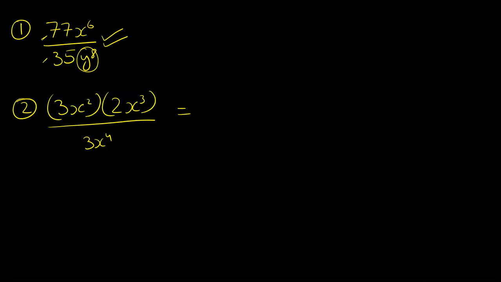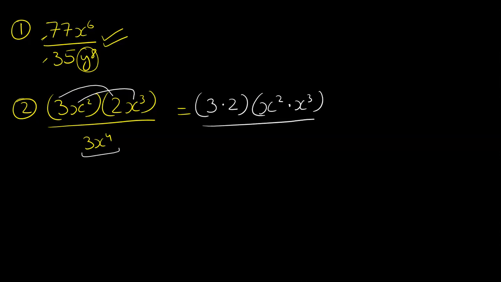Okay, and they will be multiplied with this one, and these two will be multiplied with each other, and after all of that we will bring in the denominator. So I will explain this. First we have the numbers 3 times 2, and then the variables. It has to be the same variable, not x with y. X with x and y with y. We have x square times x cube over 3x to the power of 4.